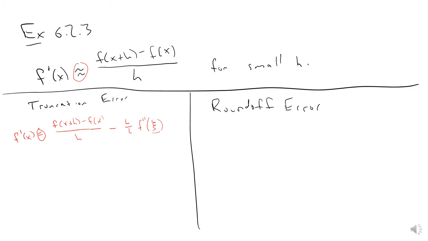So if we compare it to our estimate, just strictly based on the difference quotient itself, it's pretty clear where our error is. This piece right here tells us how far our difference quotient is from the actual derivative. This is what we call our truncation error.